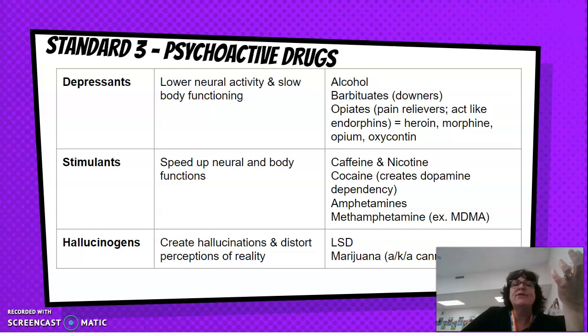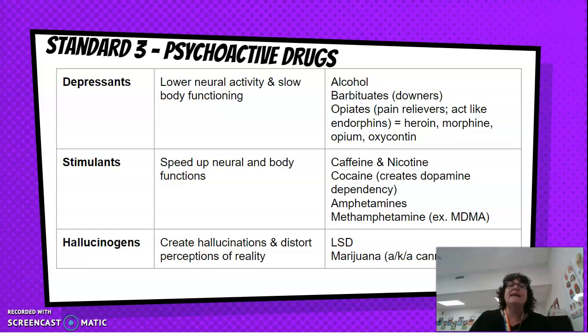Know your stimulants. These speed you up. Depressants slow you down. Stimulants speed you up, and they will speed up your neural functioning. So you've got more neural activity in your body functioning. Caffeine and nicotine. Remember, nicotine is the most addictive. Cocaine creates a dopamine dependency. It is going to flood your system with dopamine, and then you're going to keep wanting it. You're going to crash, and then you're going to have cravings.